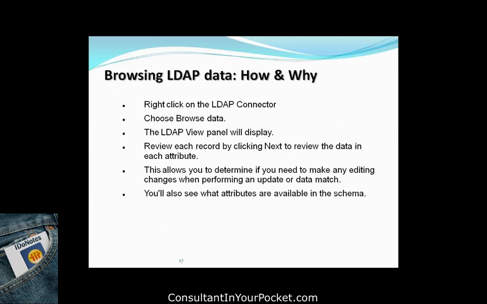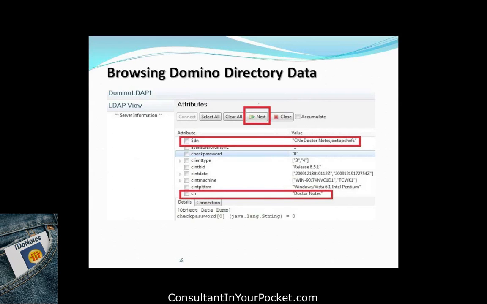And you can actually also view what attributes are being included in the schema. And this kind of gives you an example. We've clicked on Next, and we're seeing that the $DN, or display name, gives us a value of CN equal Dr. Notes, comma, O equal Top Chefs. Now you're going to see Top Chefs a lot. That was our test server.